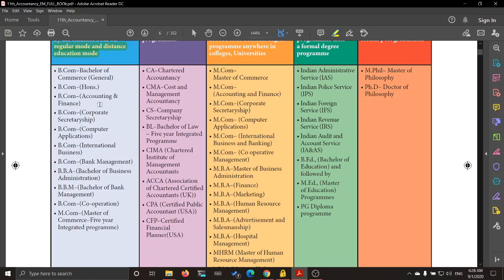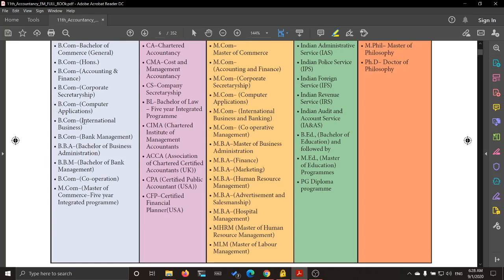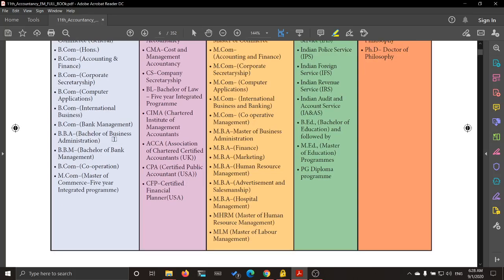So BCom accounting and finance, BCom corporate secretaryship. If you have done this corporate BCom, it will be easy for those who are pursuing the company secretaryship course. Then you have computer application BCom. Then you have international business in BCom. You have bank management. Then BBA.